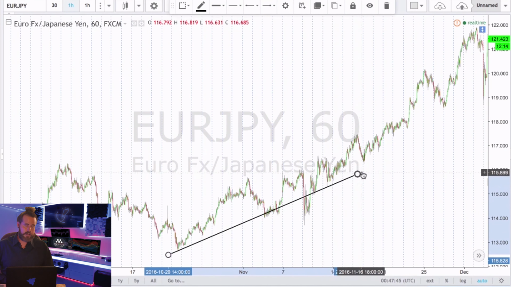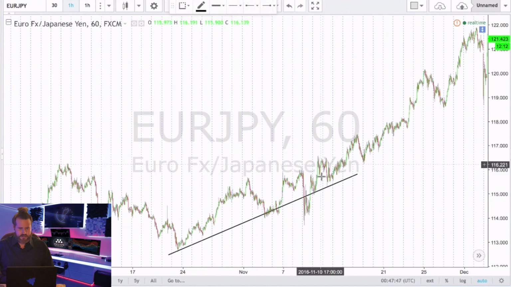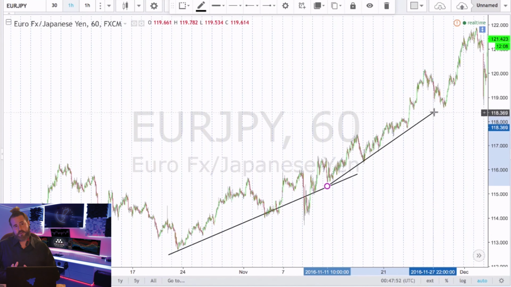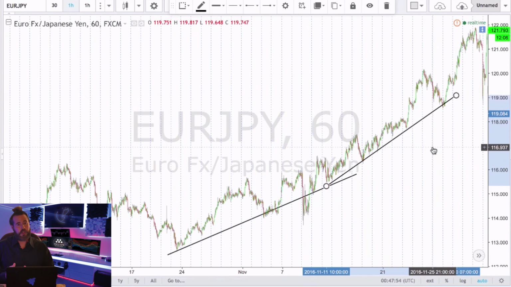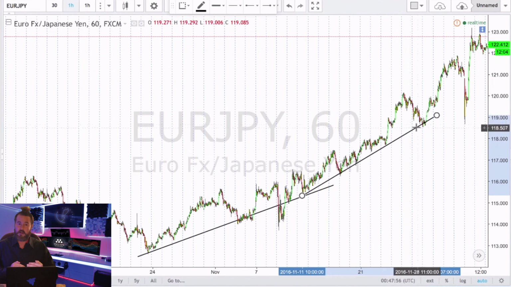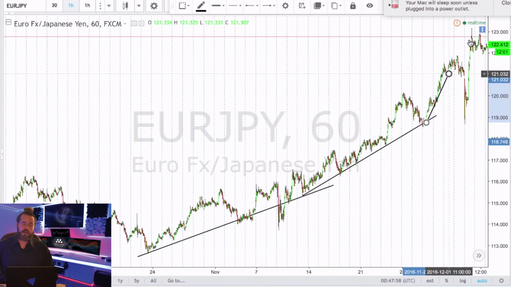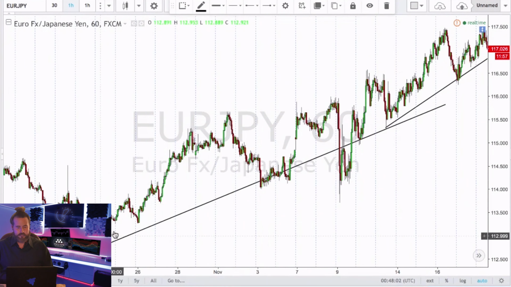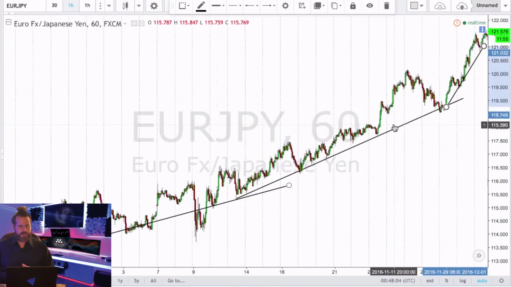So again, I said the market trend is your friend. You don't want to trade against the market. If the market trend is going up, you want to go long, which means you're making money going up. If the market trend is going down, you want to go short, which means you're making money on the market going down. So the market really is your trend.